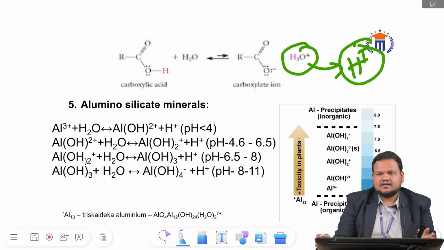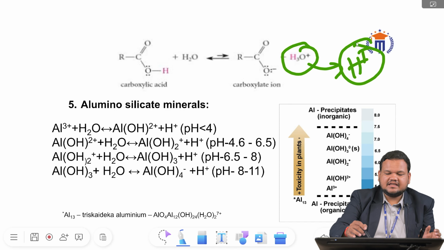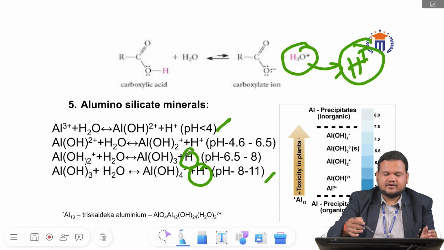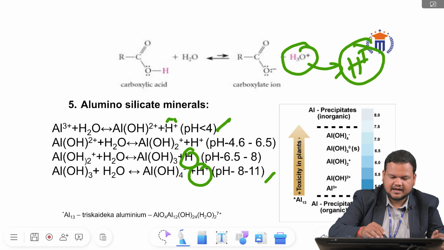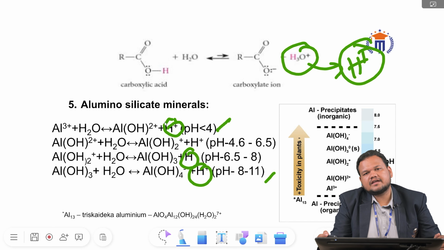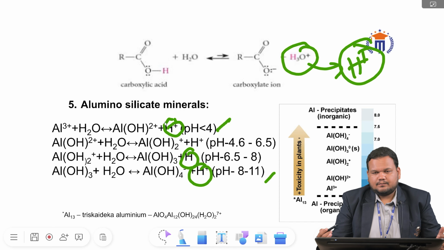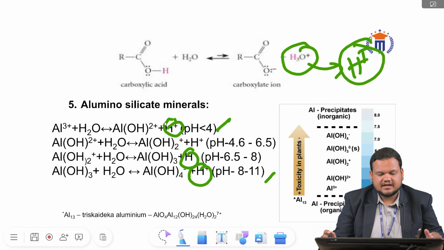And for aluminum silicate minerals, or iron or aluminum, the chemistry of iron and aluminum within the acidic soil is the same. As you can see, as pH increases from 8 to 11, it increases the hydrogen ion concentration. From a pH less than 4, you can see only one hydrogen ion is released. This is nothing but your buffering capacity, that is, you maintain the pH at a stable condition. It is continuously releasing some amount of hydrogen ions into the soil.